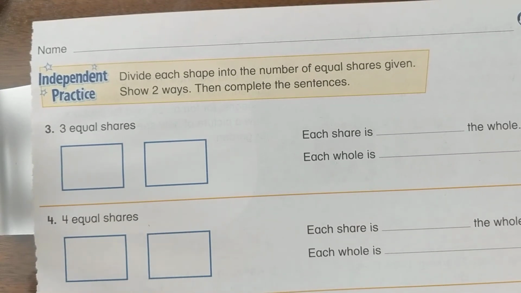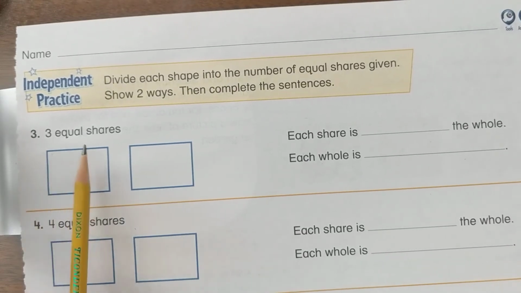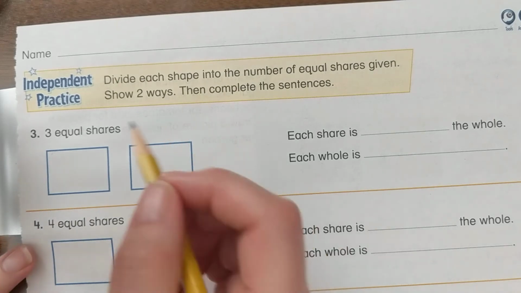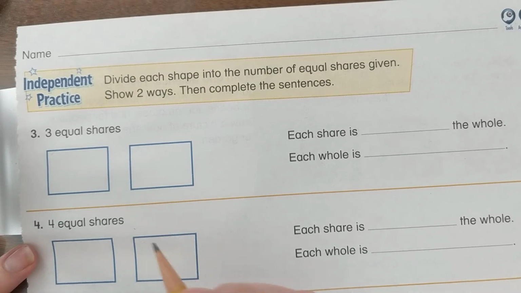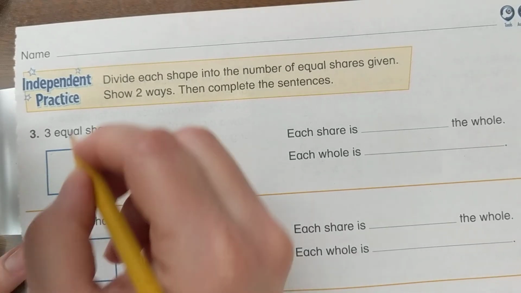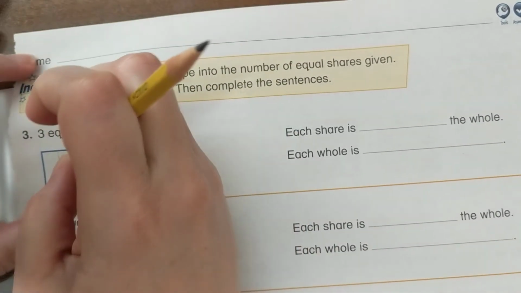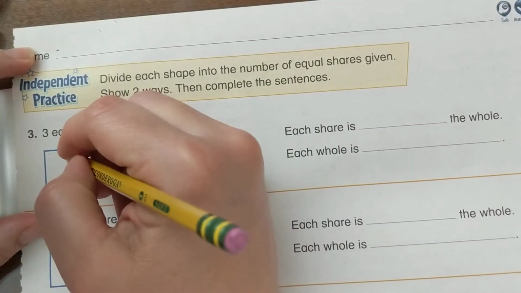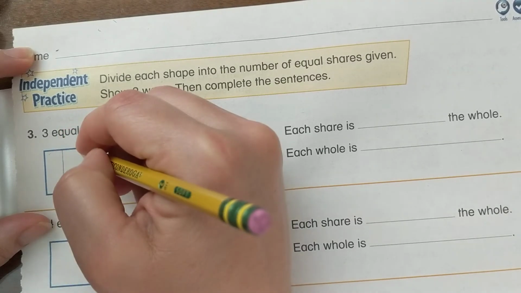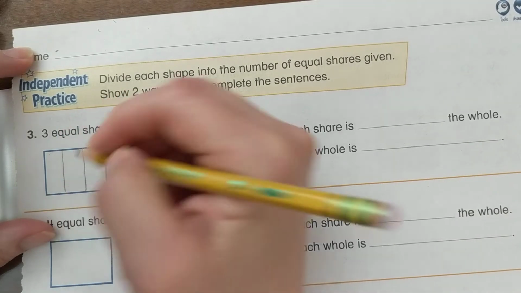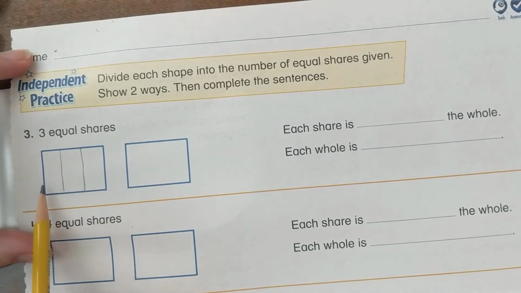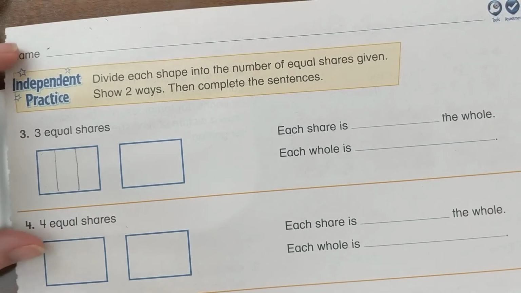We're going to divide each shape into the number of equal shares given and show 2 ways and then complete the sentences. So we need 3 equal shares. We have to come up with 2 different ways to make 3 equal shares. So we know we can do rows, and then we can also do columns. So let's start with columns. And we're just gonna do the best we can to try to make straight lines and equal. Okay, that's pretty good. Okay, I have 3 equal shares.